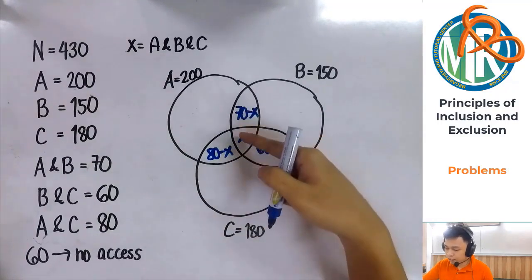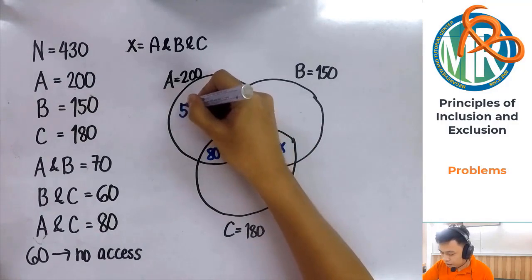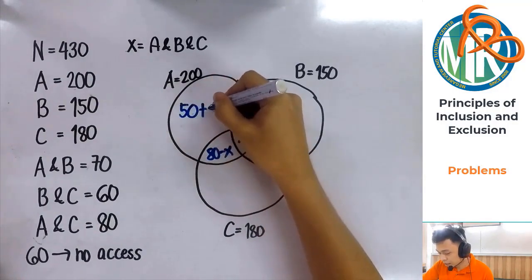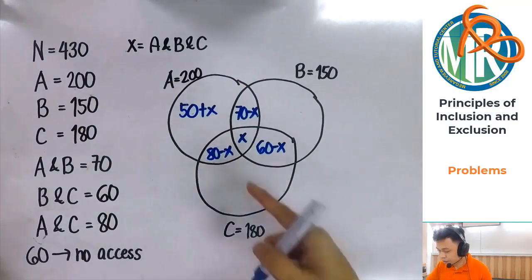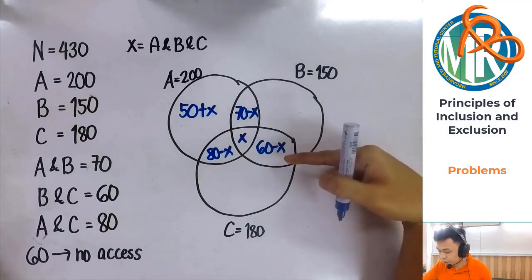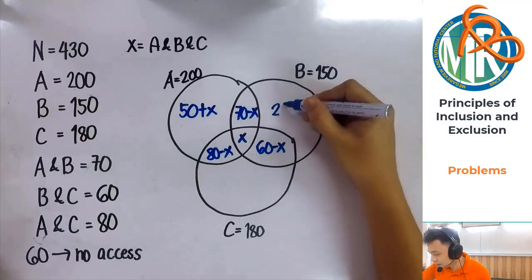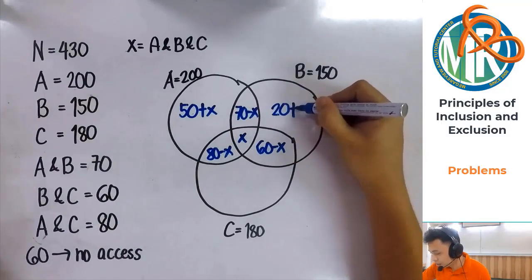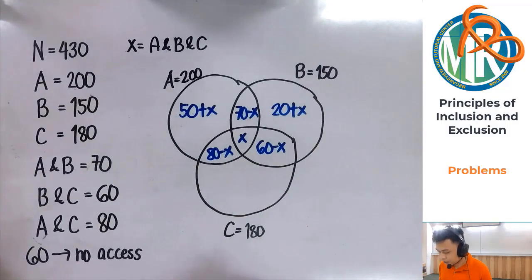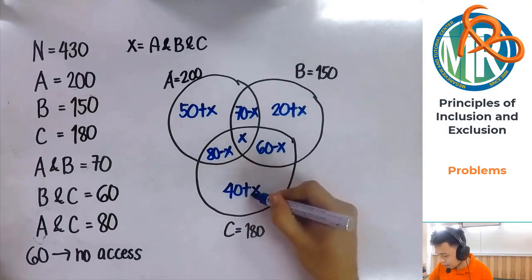So, ibawas natin ito, and then ito, we will have, okay, 50 plus X, no? So, 200 minus 150. And then dito naman, this is 150 minus 70 minus 60. So, dito naman magkakaroon tayo ng 20. So, this is plus X. And then dito, we will have 40 plus X.